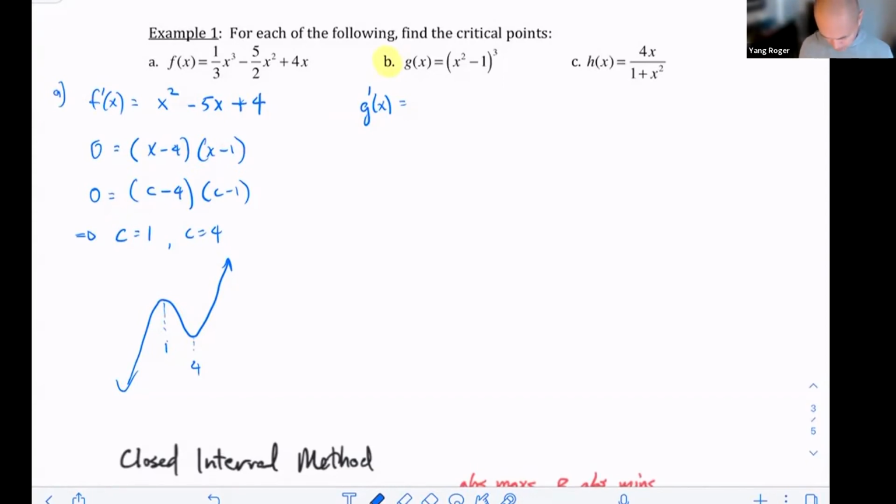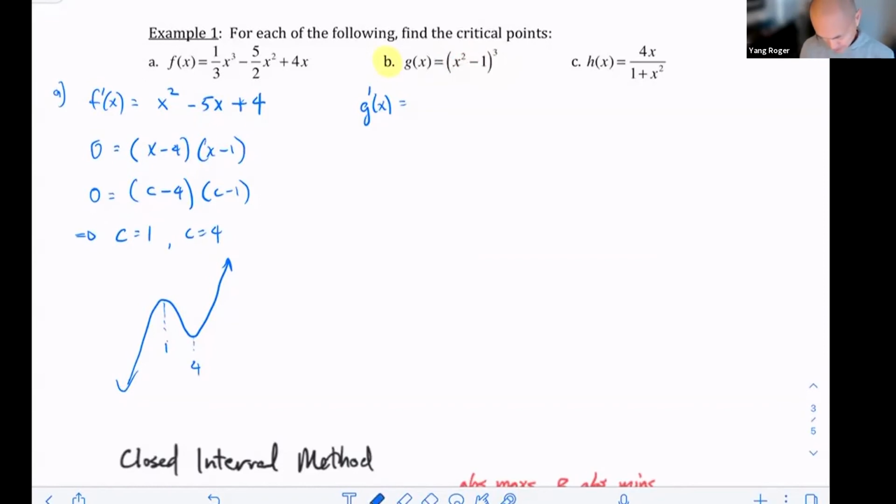So is it clear what rule I need to use to take the derivative of this guy? What rule do I need? Product rule, quotient rule, chain rule. Chain rule is correct, James.